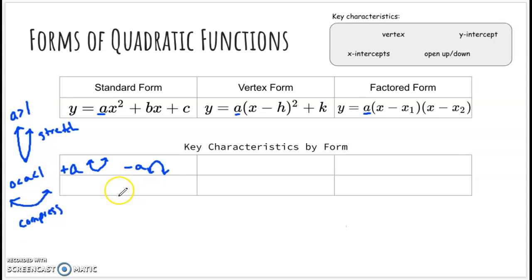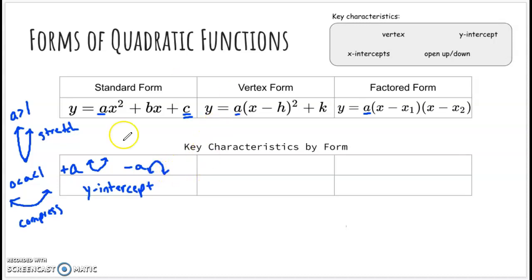Okay, so the A value tells you a lot, and you've got that in standard form. It tells you if your parabola opens up or down, and if it's stretched or compressed. And you also see very easily the y-intercept from standard form.